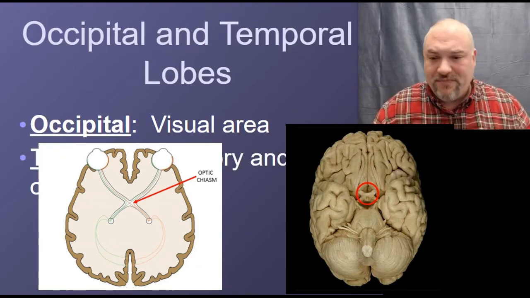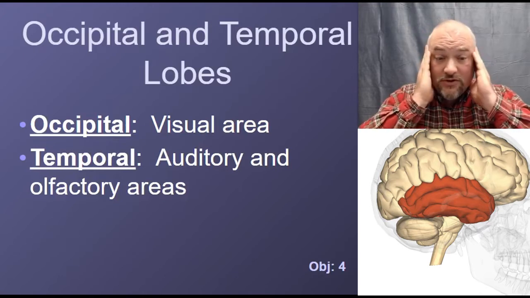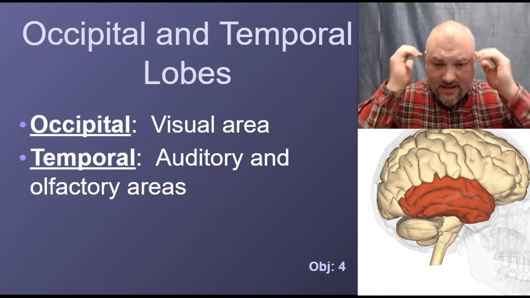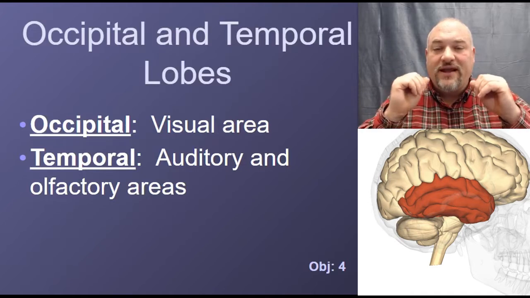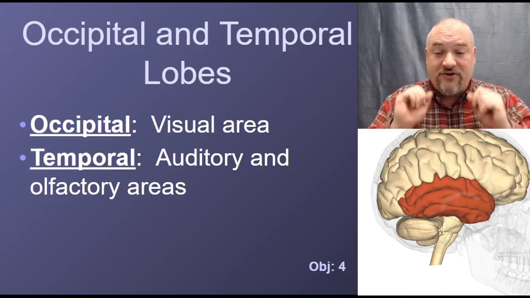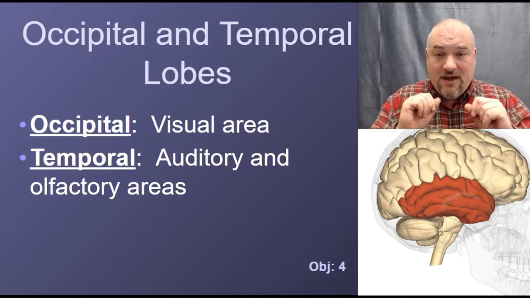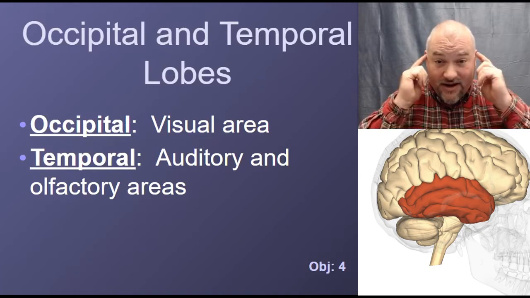Left eye is over here, and right eye is like this, so opposite sides, and they cross. That cross is called the optic chiasma. The temporal lobe, over here and kind of underneath, on the sides and wrapping underneath, deals mainly with auditory and olfactory areas. So those senses are controlled here.